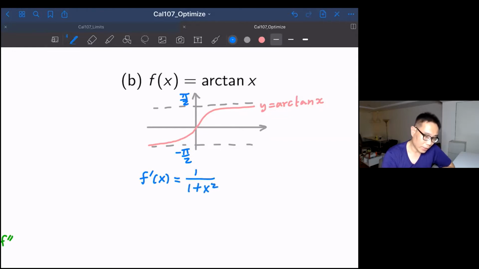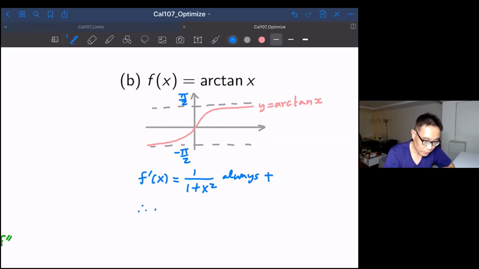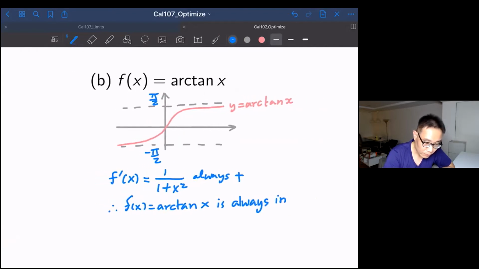If you differentiate one time, you get 1 over 1 plus x squared, and this is always positive. You can see pretty clearly from the graph that y equals arctan x is always increasing. So this is the conclusion for increasing and decreasing.